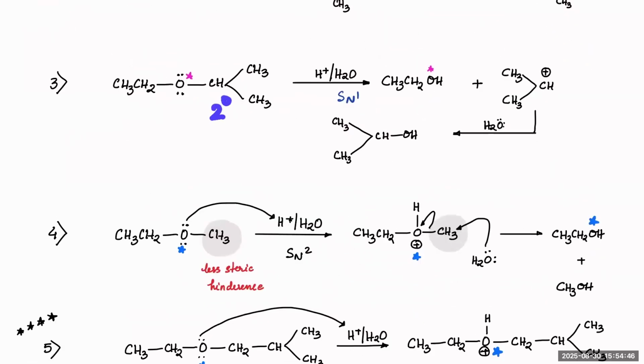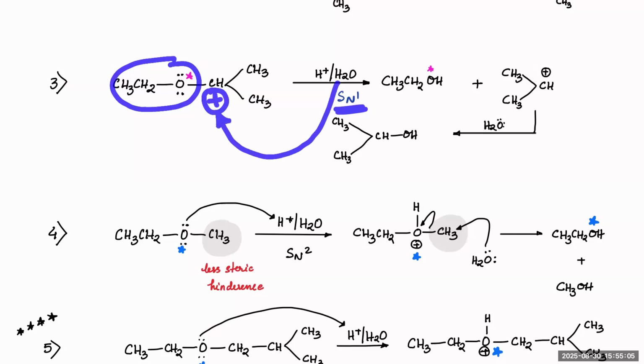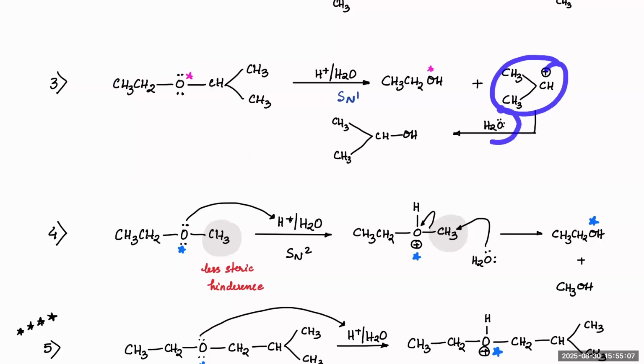This is a 2-degree carbon, and this side is a 1-degree carbon. So definitely after protonation, the oxonium ion will be formed. And like I said, if there is either 2-degree, 3-degree or above, you'll always go via SN1 route. So this side of the bond will break, carbocation will form here, and water will attack here. That's why this carbocation attacked by water gives this alcohol.